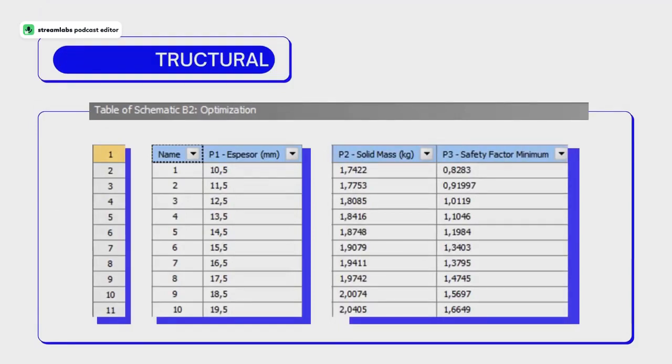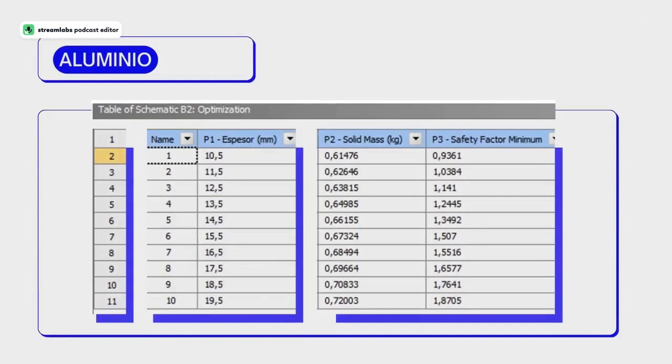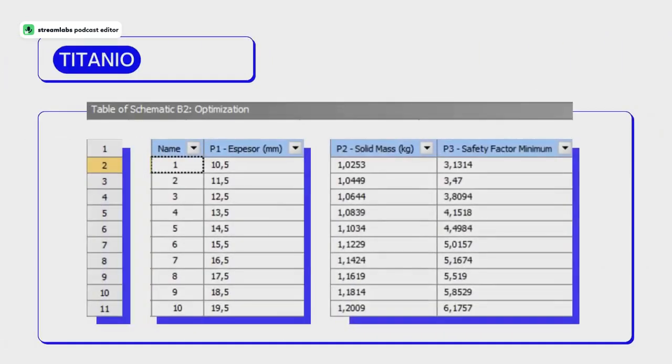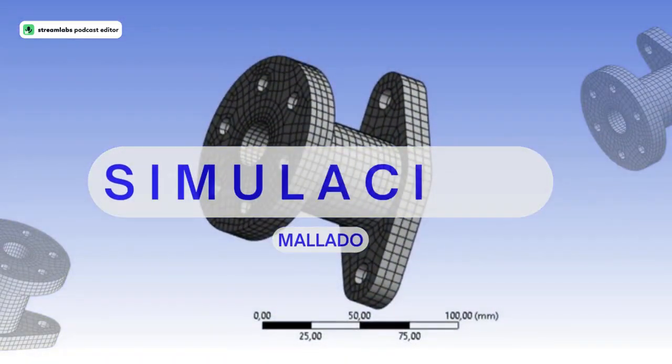In each case, the thickness and mass increase and therefore the safety factor increases proportionally, since a greater thickness generally becomes more resistant to deformation, fracture or collapse under applied loads. This increase in resistance translates into a greater safety factor in the simulation. A 5 mm mesh was made with a multi-zone method so that the mesh is better generated throughout the entire figure, and its resolution was 6.